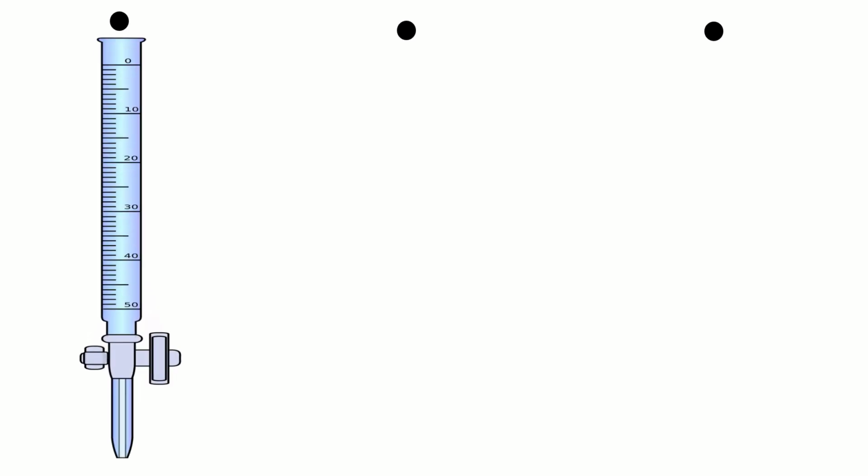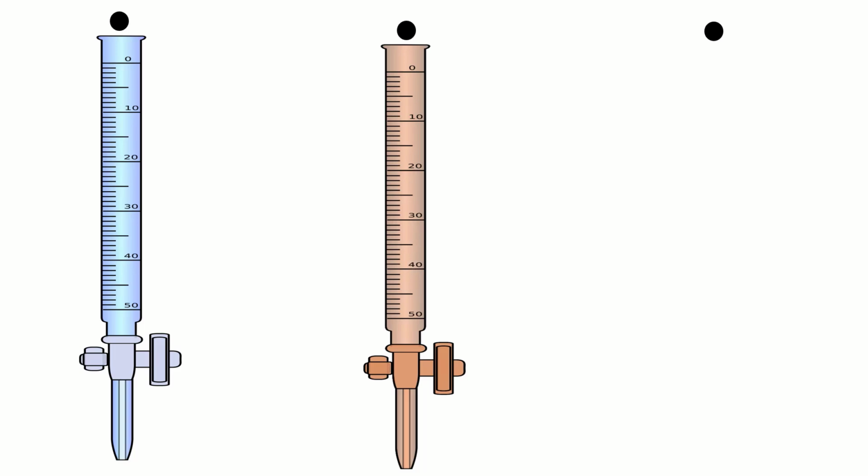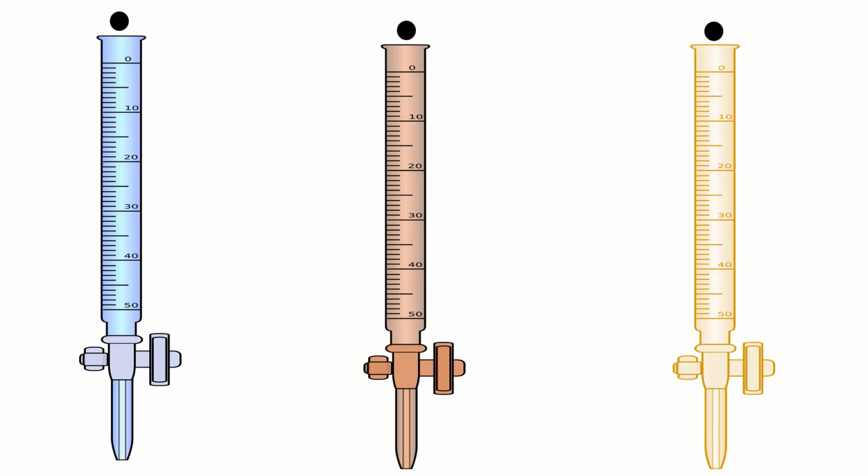I've animated 3 different burettes, but it doesn't mean I have 3 burettes. It is one, so you can use it repeatedly. But for the sake of time, we are going to animate the 3 burettes so that we just proceed at once. The first burette contains a certain liquid X, the second contains a liquid Y, and the third contains a liquid Z.